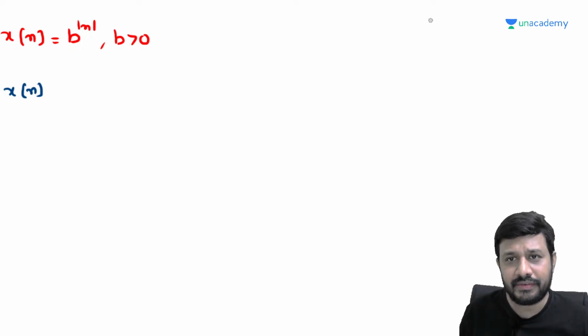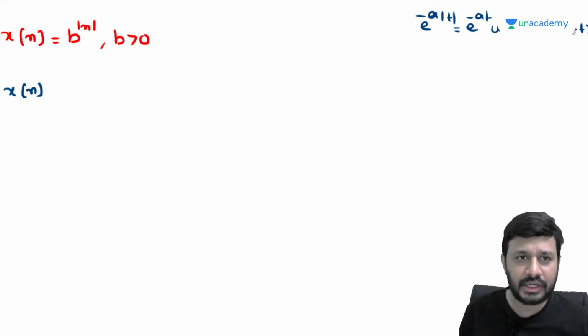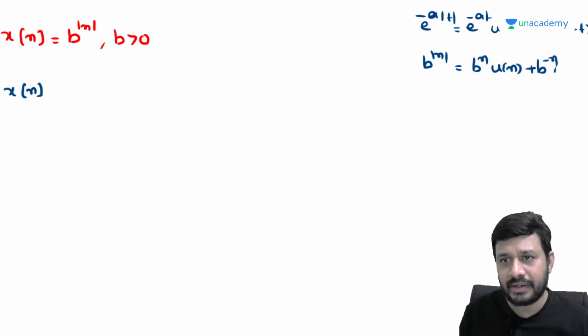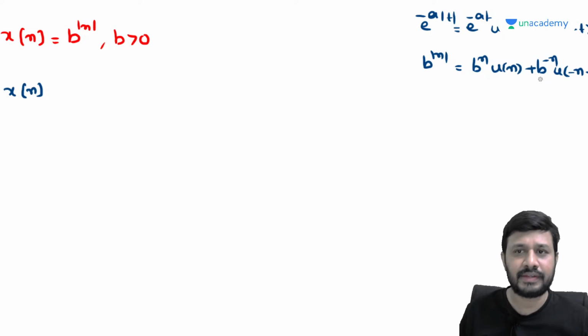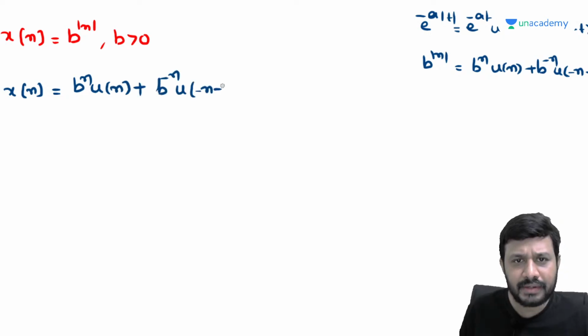In the continuous case, a similar kind of signal is e power minus a mod t, that is, e power minus at u of t plus e power at u of minus t. This is a double-sided exponential non-causal signal, right? Now, b power mod n in discrete has the expansion b power n u of n plus b power minus n u of minus n minus 1. This is the expansion. So again write the expansion here: b power n u of n plus b power minus n u of minus n minus 1.